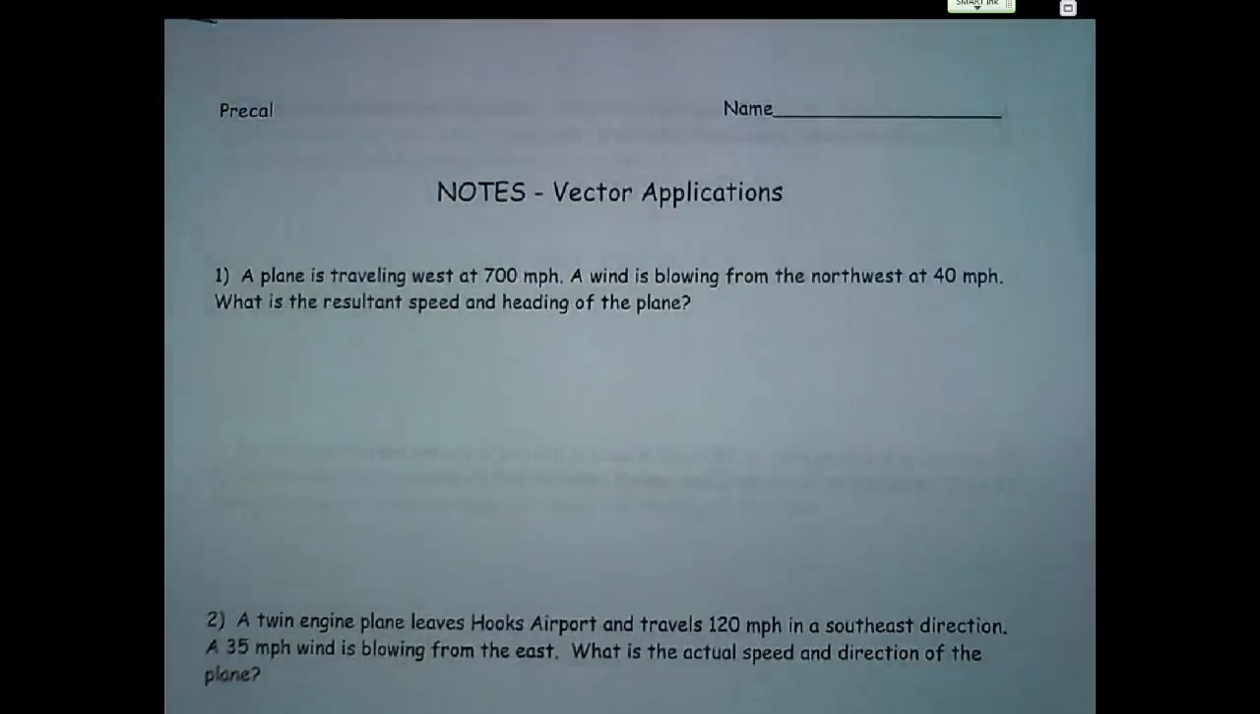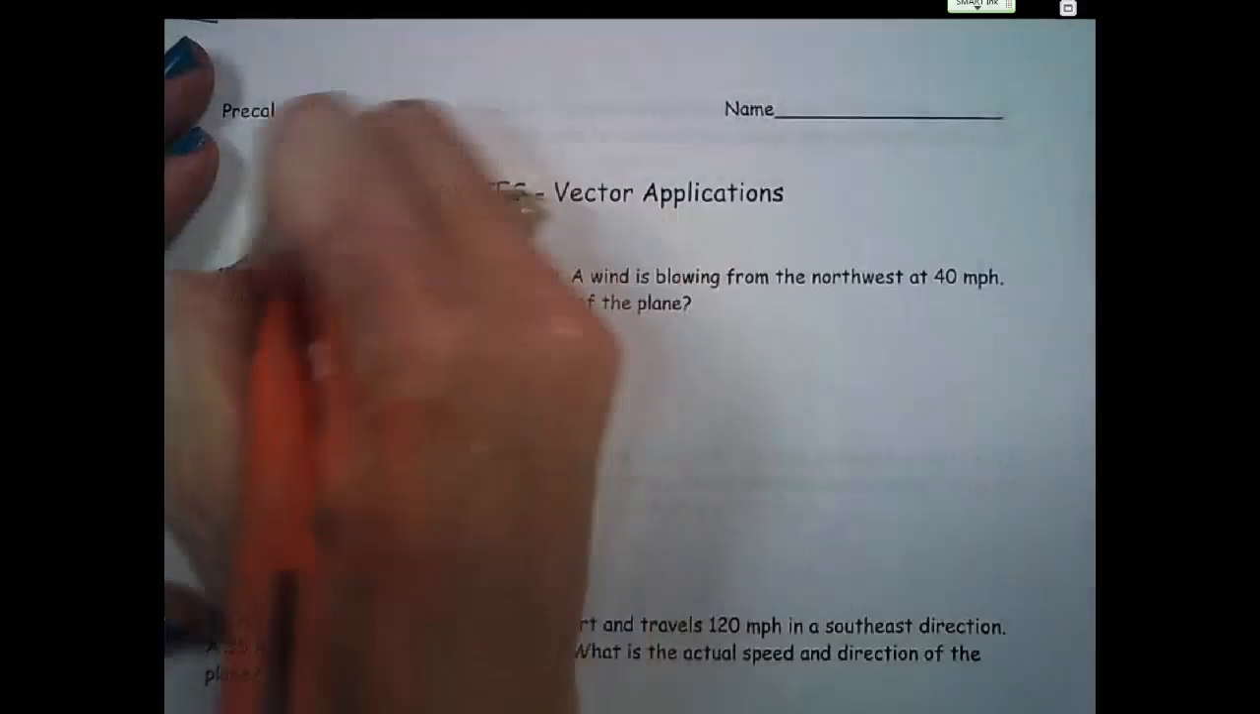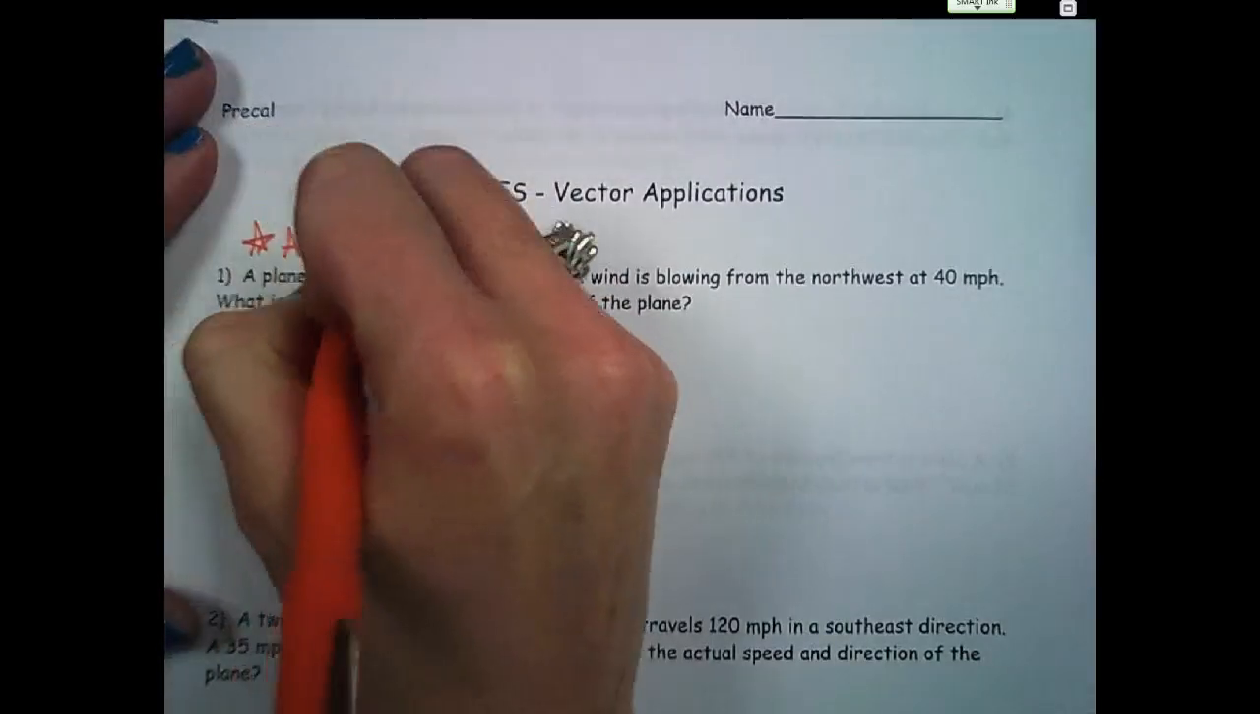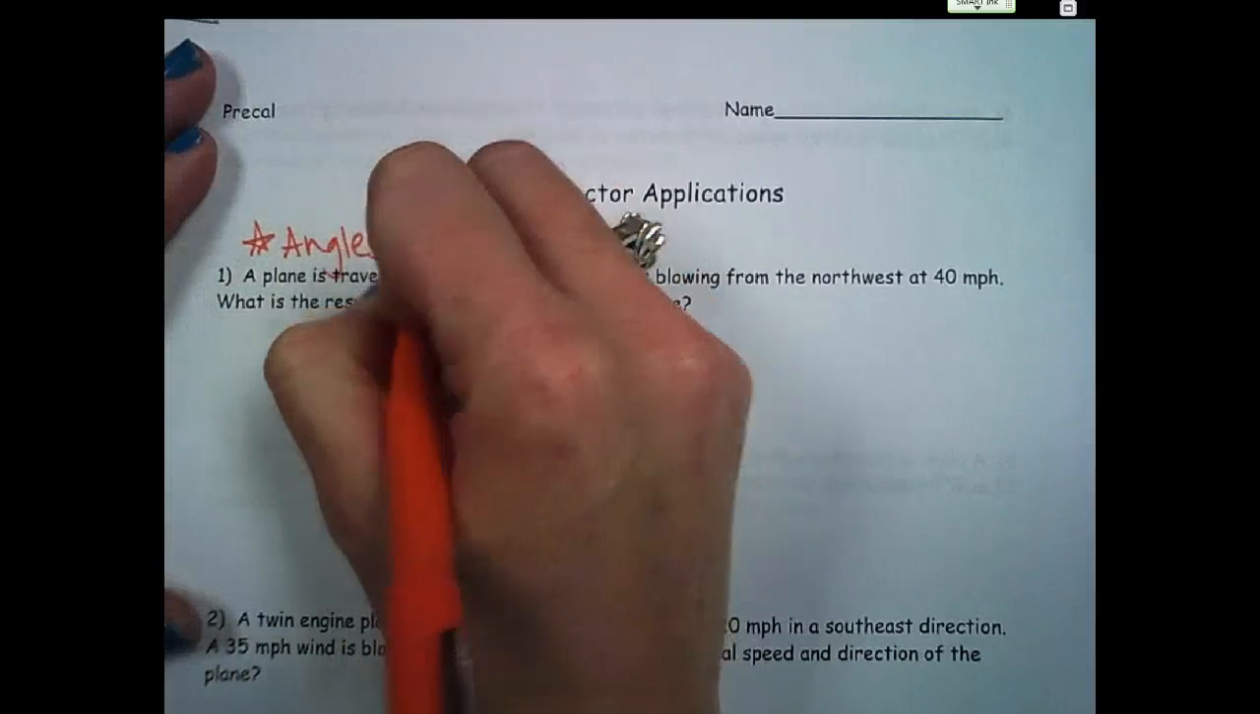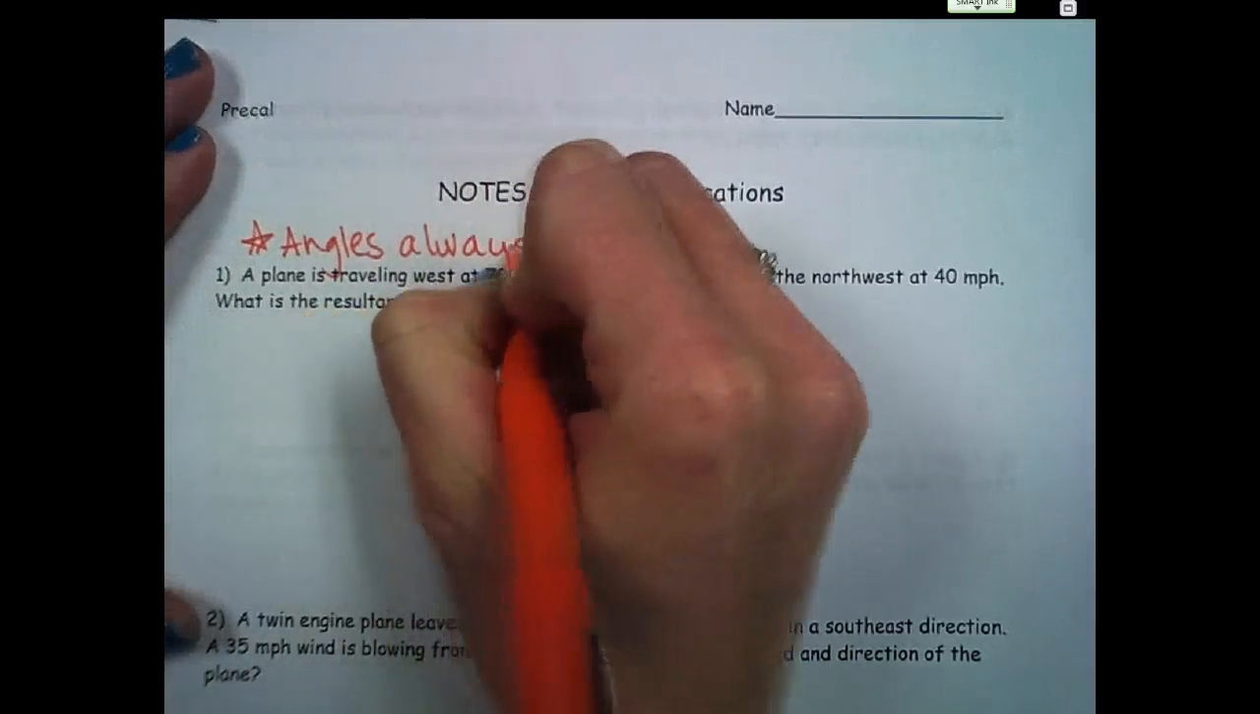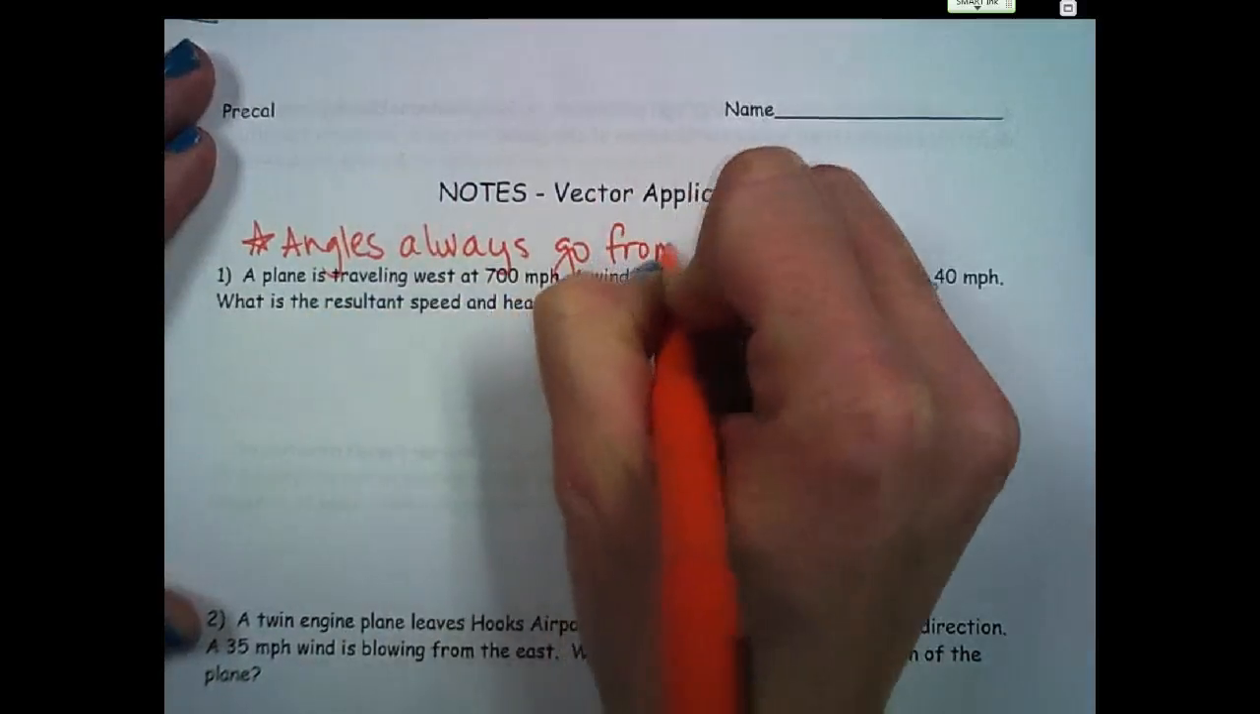Okay, we're going to talk about airplane traveling and things like that. The first thing I want to talk about is that everything we do, angles are always going to be named from due north. So right at the top, angles always go from due north.